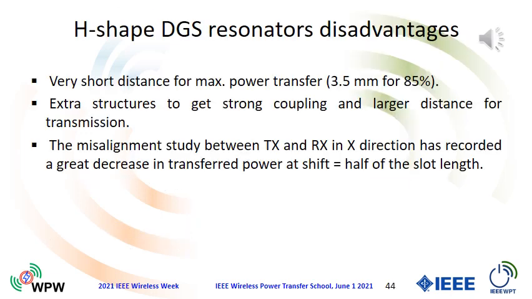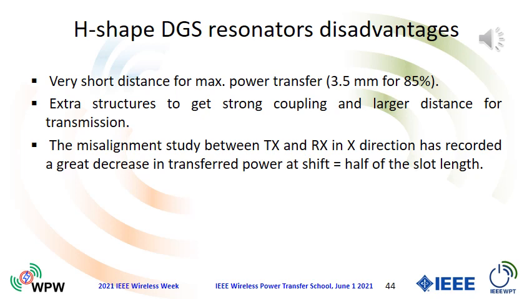The surface current distribution in the ground plane of each slot resonator makes it look like two parallel loop inductors, which leads to the following disadvantages. Very short distance for maximum power transfer efficiency, 3.5 mm for 85%. Extra structures are needed to get strong coupling and larger distance for transmission.